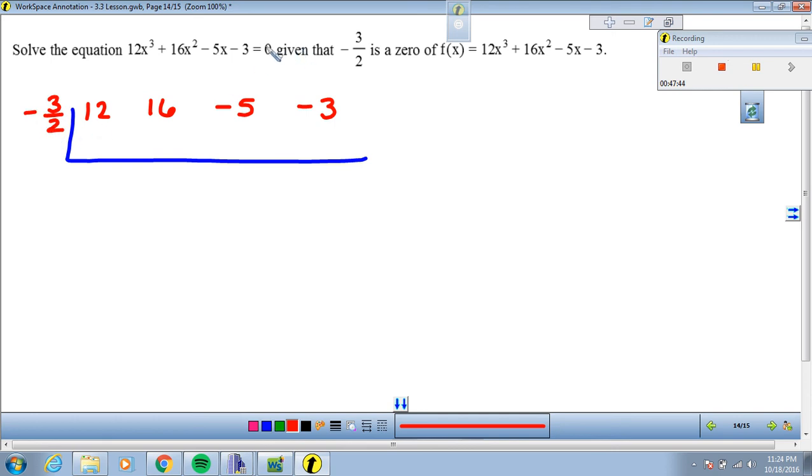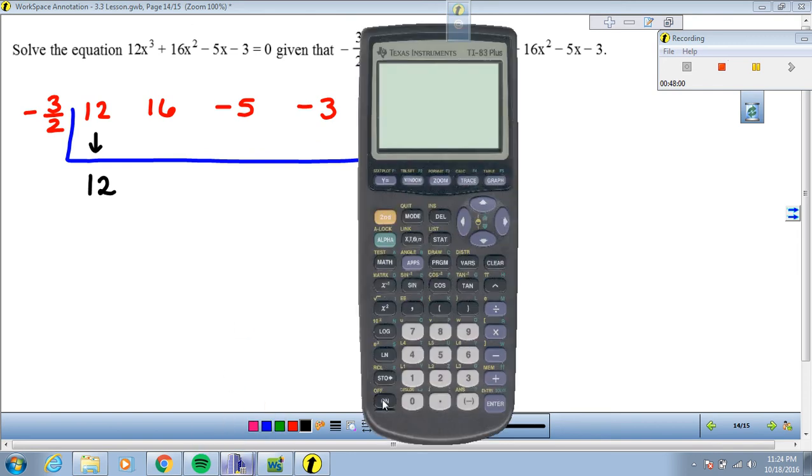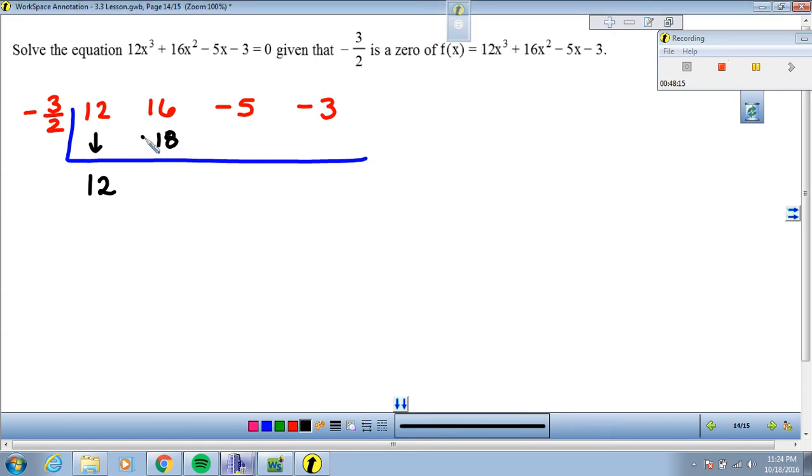You don't have to change the sign of the negative 3 halves, okay? That's only when it's written as a factor, x minus something, but not right now. Right now you just use it the way that it is. So you bring down the 12. Multiply these two numbers. If you're wondering how to multiply fractions, just get the calculator. Negative 3 halves times 12 is negative 18. You could do this by hand, but if you don't know how, just get the calculator. 16 plus negative 18 is negative 2.